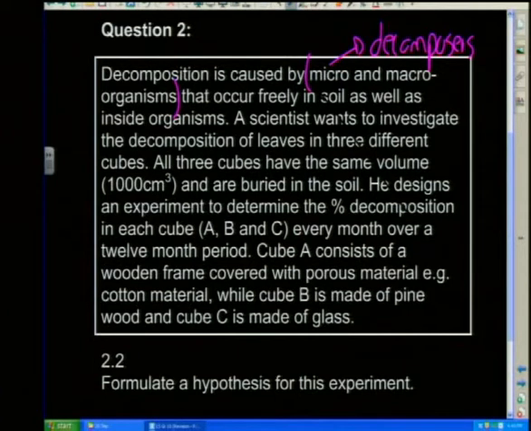A scientist wants to investigate the decomposition of leaves in 3 different cubes. All 3 cubes have the same volume. Same volume. What are we looking at? Our fixed variables. Let me go there.